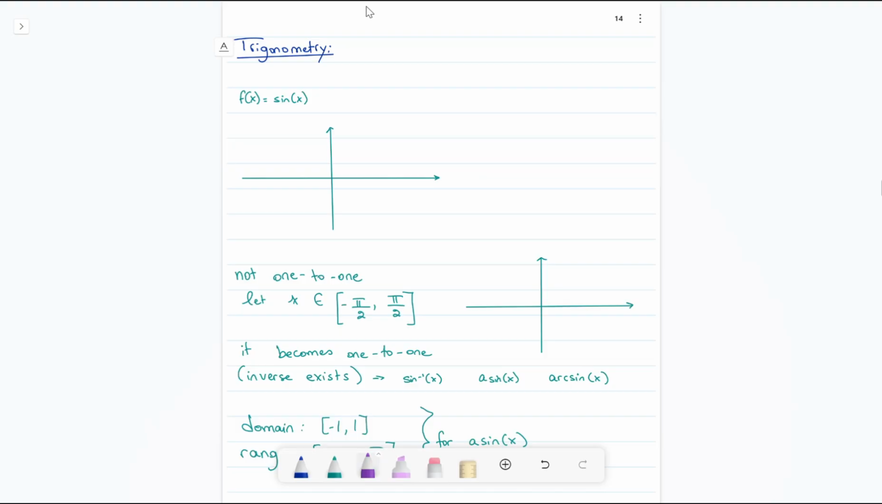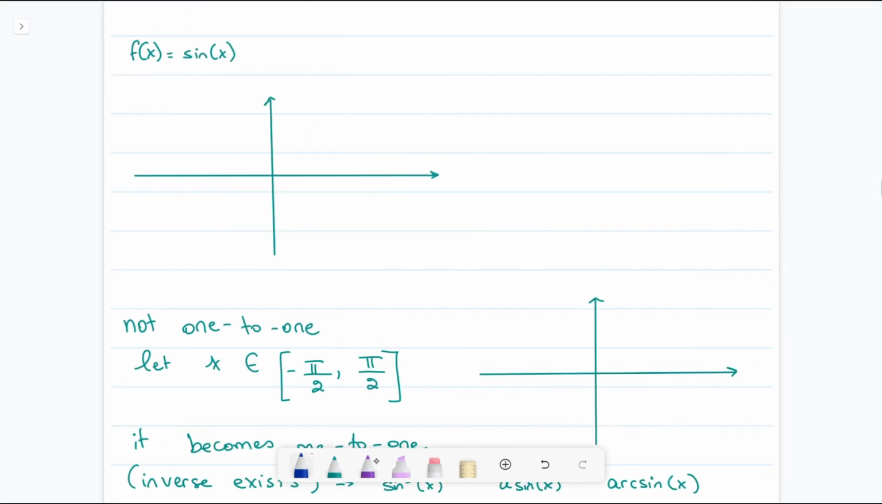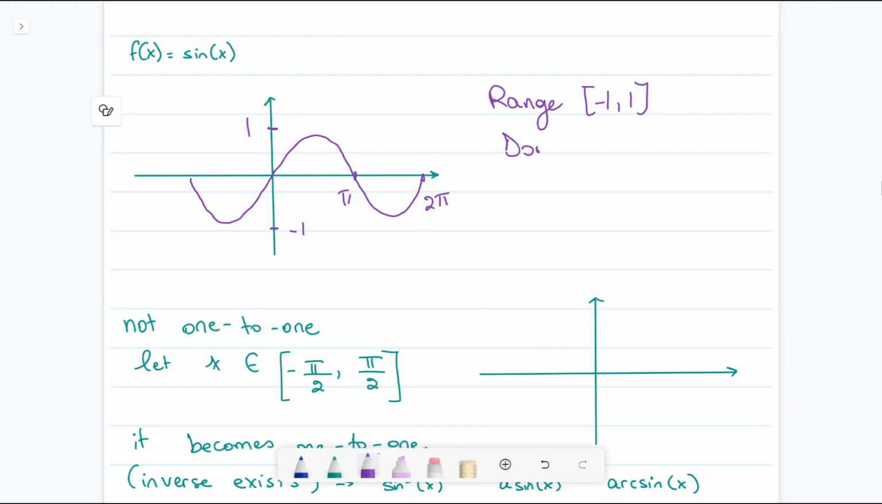We will now move on to discussing trigonometric functions. So let's start with the sine function. f of x equals sine x. To graph it, it looks something like that. Here we have -1 up to 1, and this is pi. The period is 2 pi. And you might notice that the range is -1 to 1, and the domain is all reals.